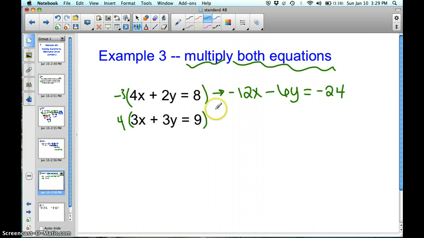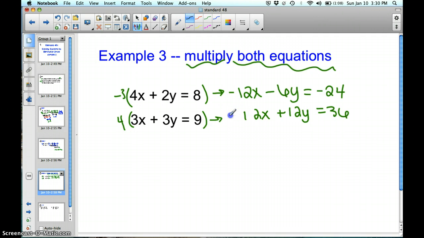Okay, and then we're going to do the same thing down here. We're going to multiply this 4 through. 4 times 3x is 12x. 4 times 3y is 12y. And then 4 times 9 is going to give me 36.